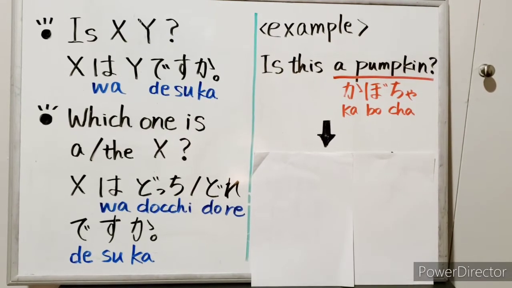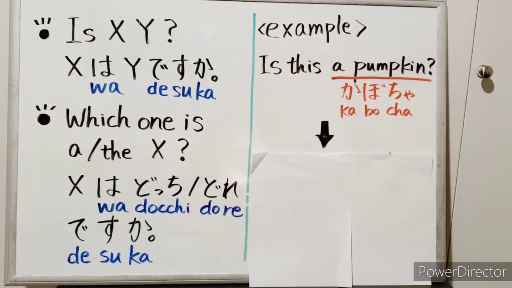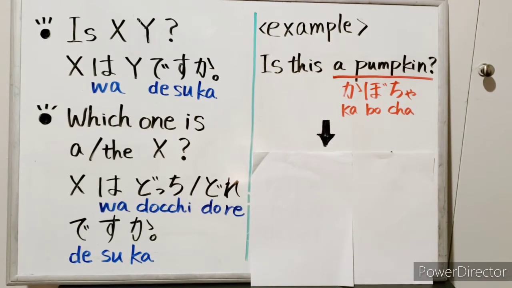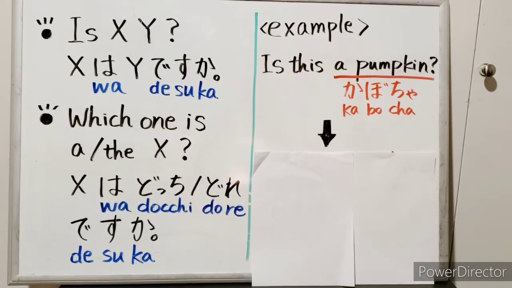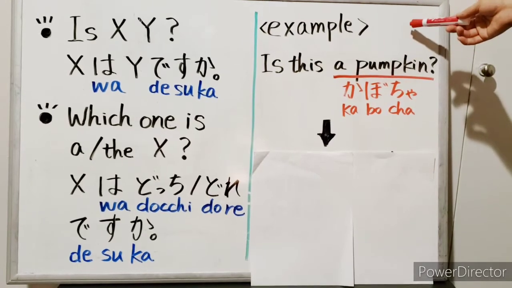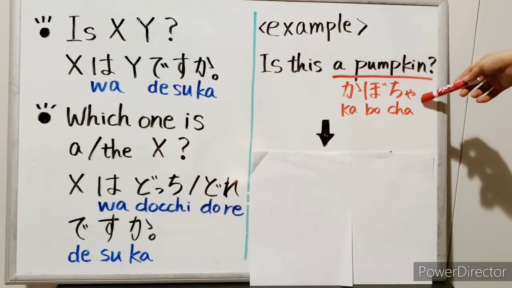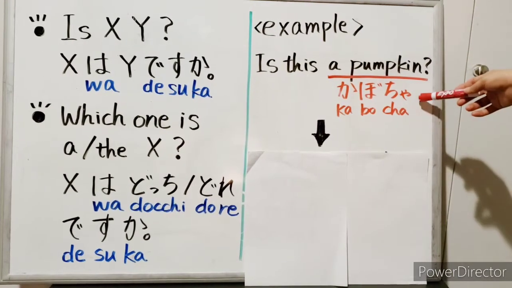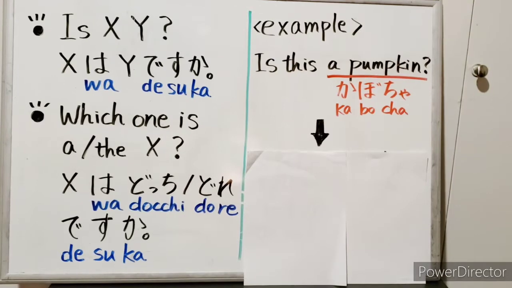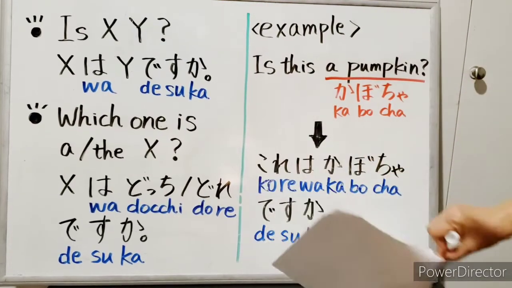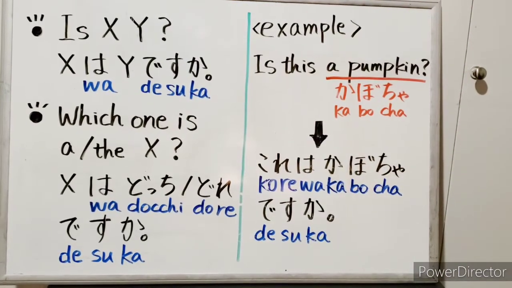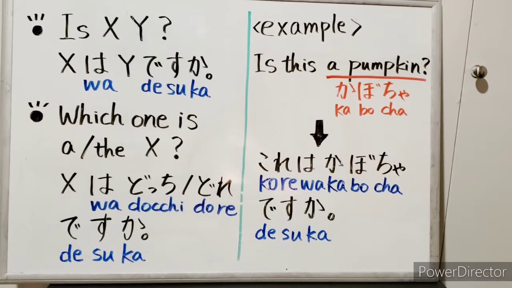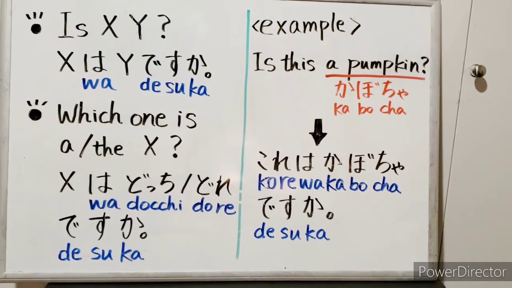I will say several English sentences. Please change the sentences from English to Japanese. Here is the example. Is this a pumpkin? A pumpkin is kabocha in Japanese. The answer is これはかぼちゃですか?